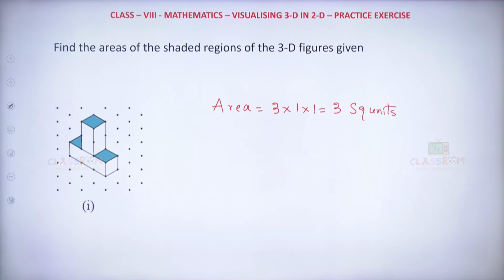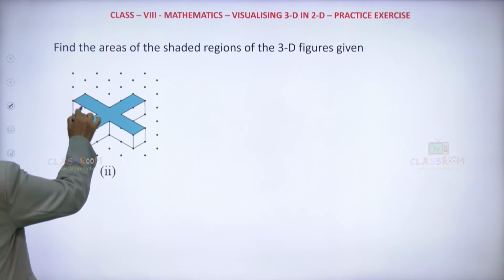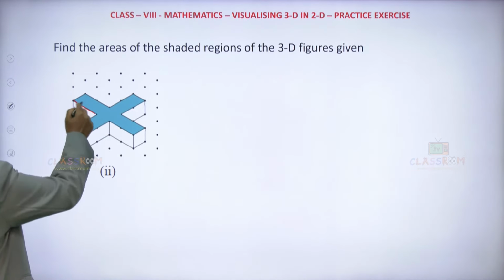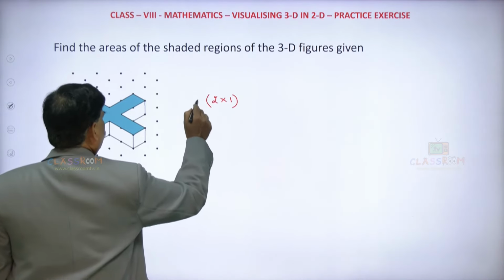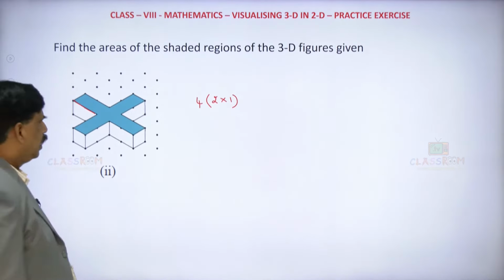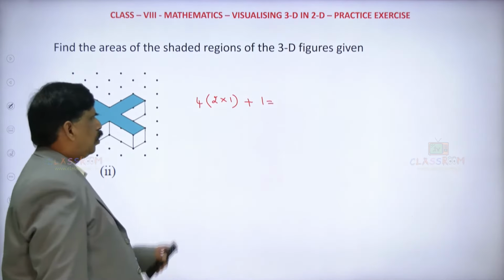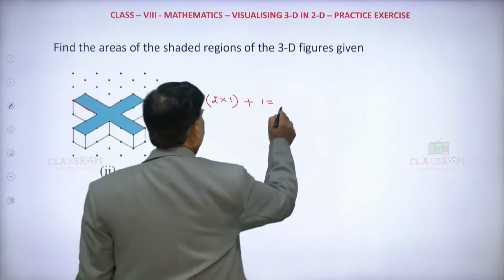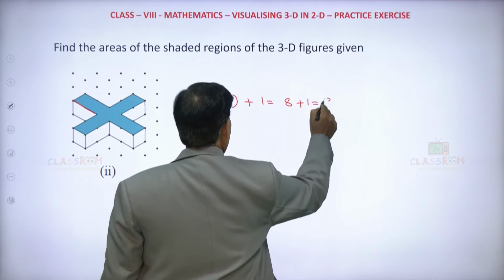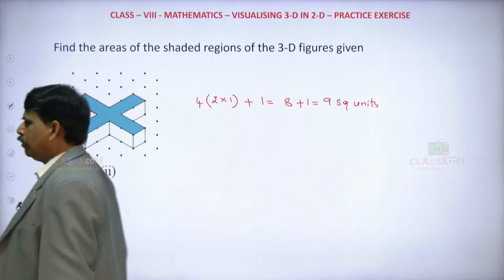Now see the next one here. So here 1, 2. So total 4 sides. So 1, 2. So that is 2 into 1. Like that 4. And in the middle it is 1. So plus 1. So 2 into 1 is 2 here. 4 2s are 8. 8 plus 1, 9 square units. Is it clear?